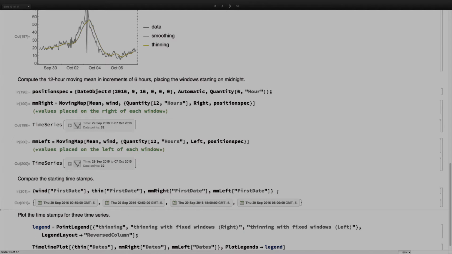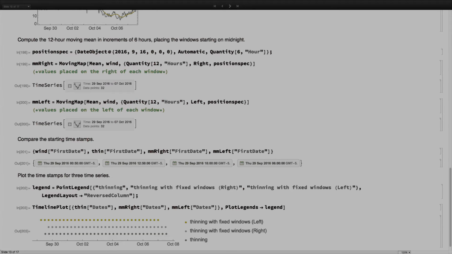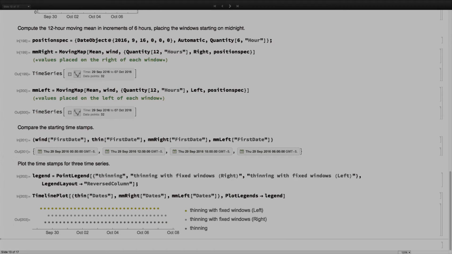And then comparing the first dates, you see that we start at different times. The first date is the actual first observation in the time series. The second is the simple moving map application when we just had the thinning every 6 hours. But then the third and the fourth one will have it on the full hour, because we wanted to start at midnight, so then we go every 6 hours from midnight. So that's going to be here always on the full hour. And here's just a timeline of the stubs, so you can see how they are aligning depending on our specification of the windows.